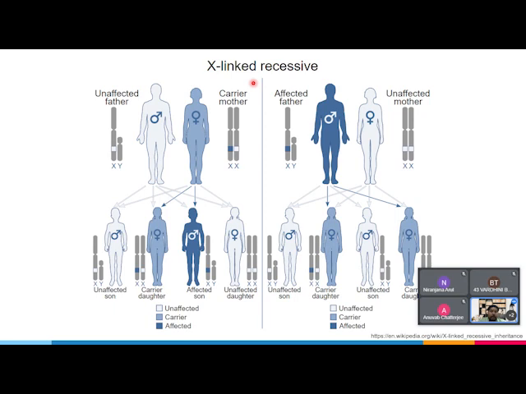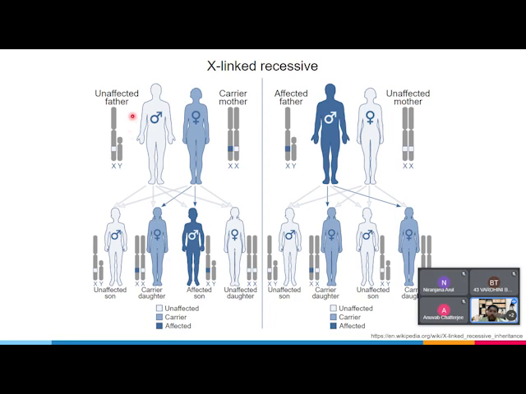But if a female, which carries two X chromosomes, has the X-linked recessive mutation, then she will be known as the carrier female, and she can pass on the particular disease to her progeny. So let us look at two specific cases of what can occur.